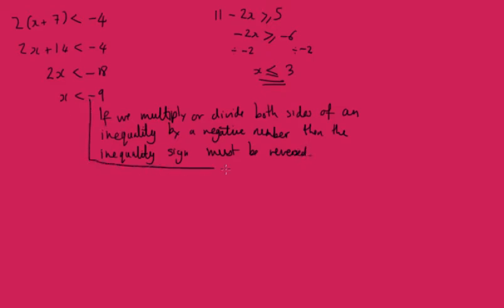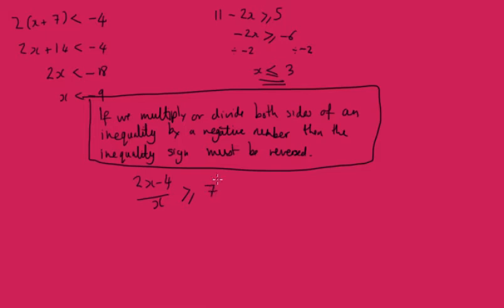Now this becomes important if we have something like 2x minus 4 over x greater than or less than 7, because to solve that you would multiply both sides by x. But because x is a variable, x could be a negative number or it could be a positive number, so we'll get ourselves into some trouble solving this inequality, because it could be positive or negative. That's just something to bear in mind.